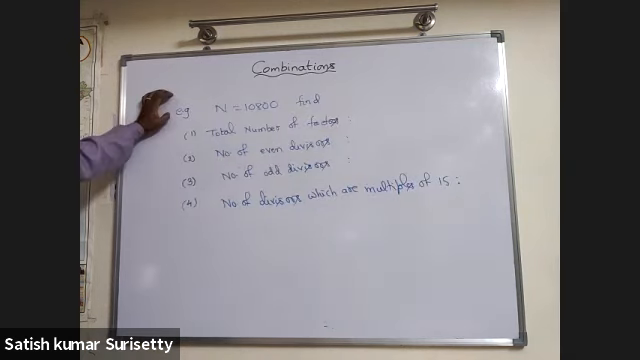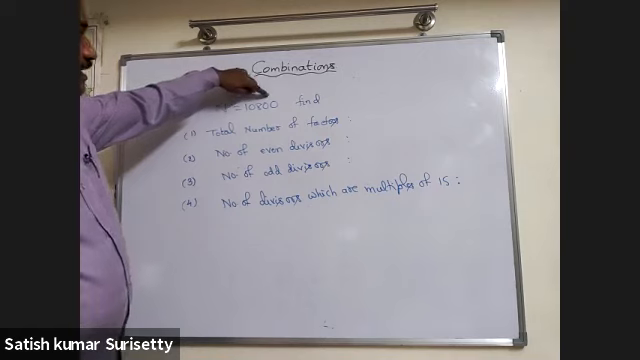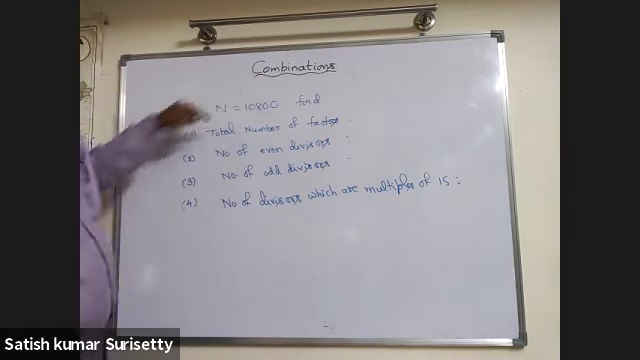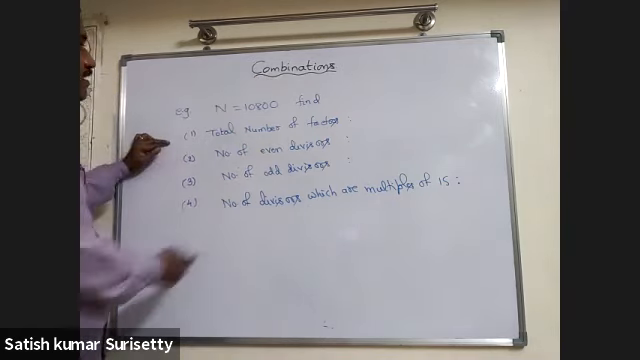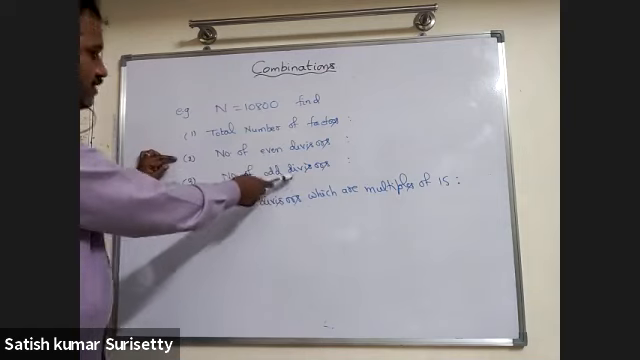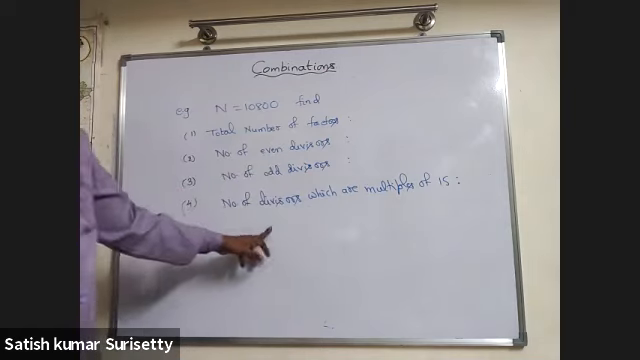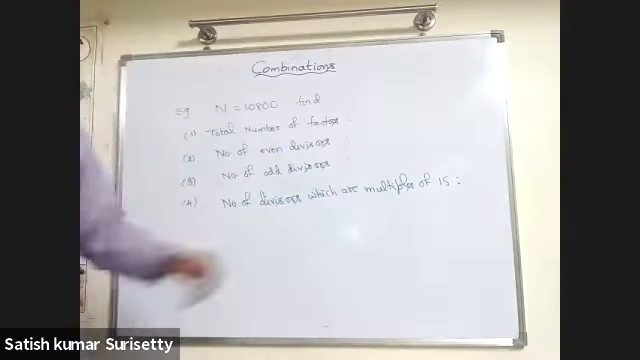So consider an example n equal to 10,800. For this, find the total number of factors, number of even divisors, number of odd divisors, and number of divisors which are multiples of 15.